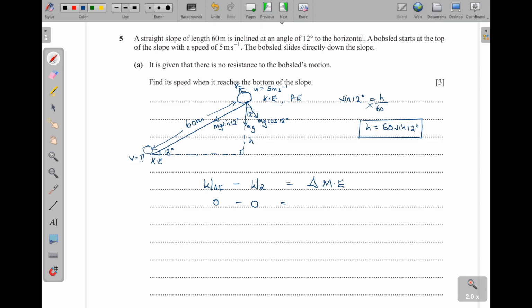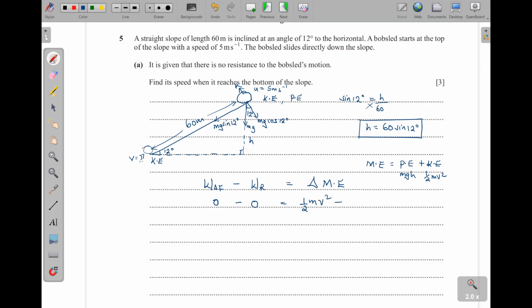Then change in mechanical energy. So the final is this one here. Then I will say a half m, because remember, mechanical energy is equal to gravitational potential energy plus kinetic energy. This one is mgh, this one is a half mv squared. So the mass, do we know the mass? We don't know it even. So we just put m, then v squared, then minus.